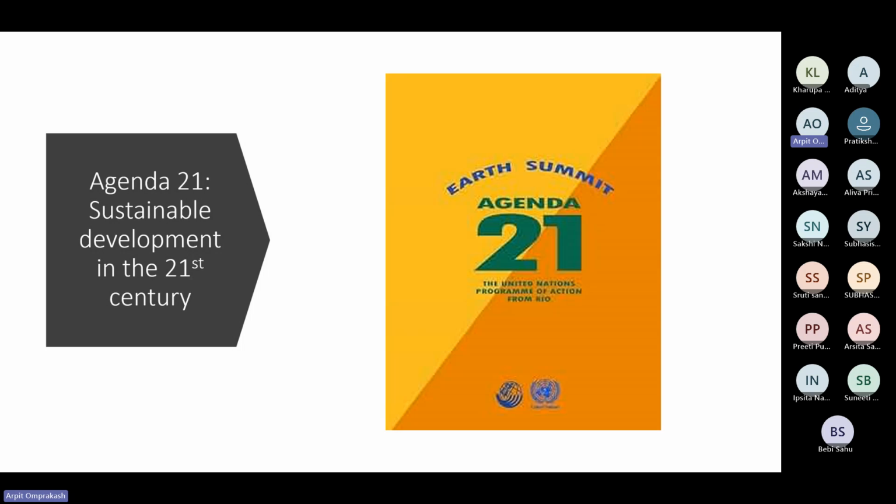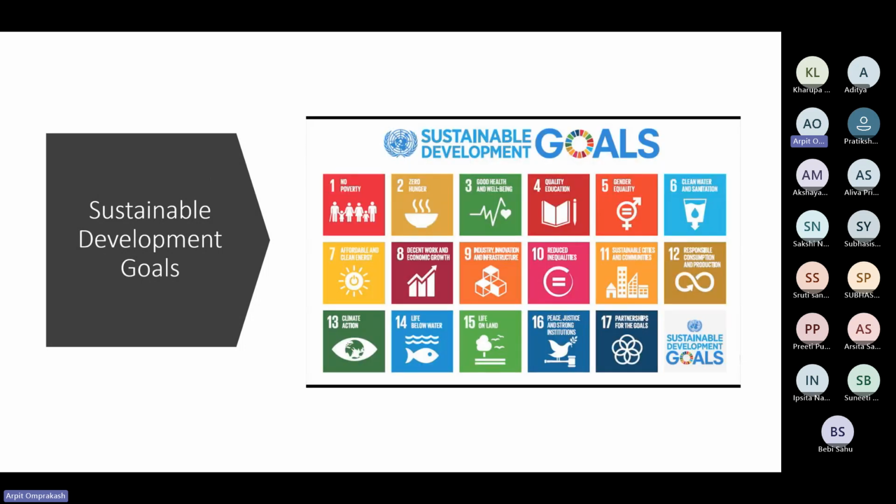where they basically set sustainable development goals for the 21st century. Then they have regular meetings where these sustainable development goals for different countries are presented and followed up with. So there are 17 sustainable development goals, such as no poverty, zero hunger, good health and well-being, quality education, gender equality, clean water and sanitation, affordable and clean energy, and other things such as reduce inequalities, life below water, life on land, climate action, and peace, justice, and strong institutions.